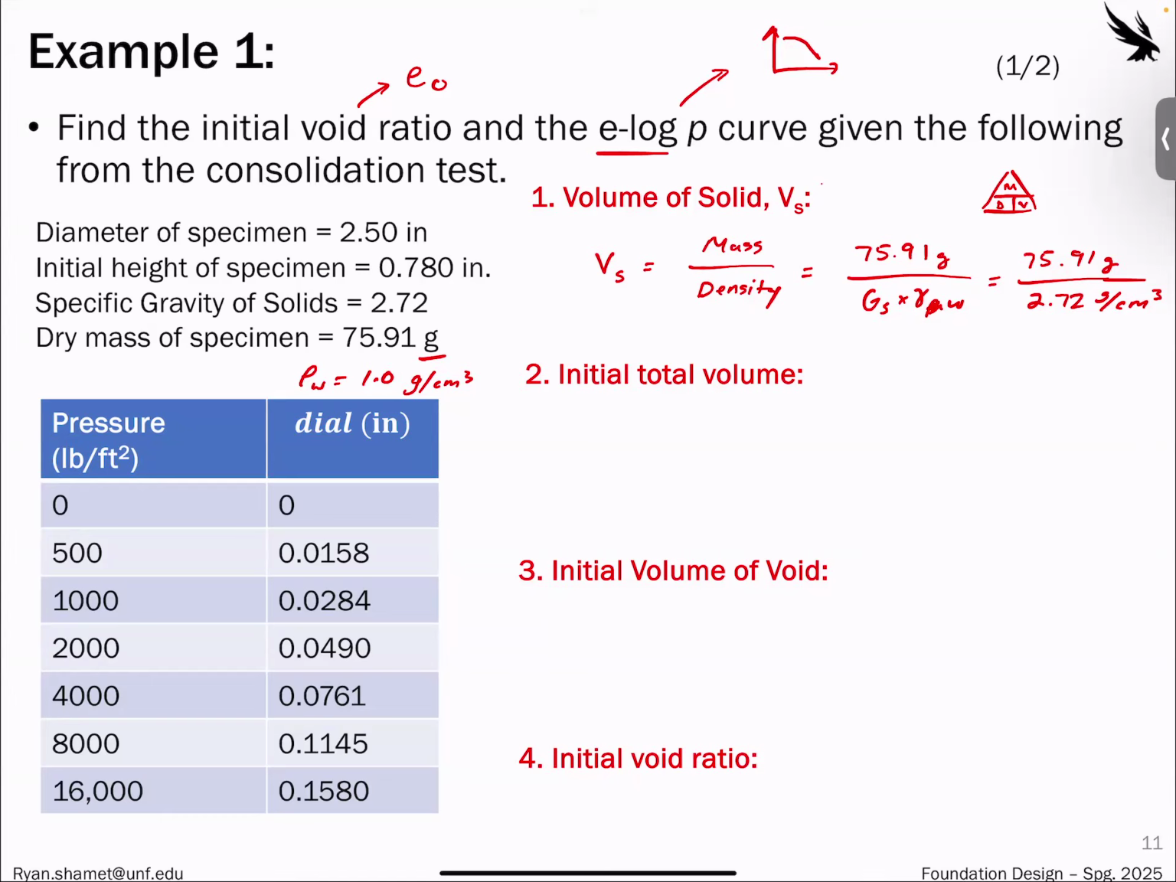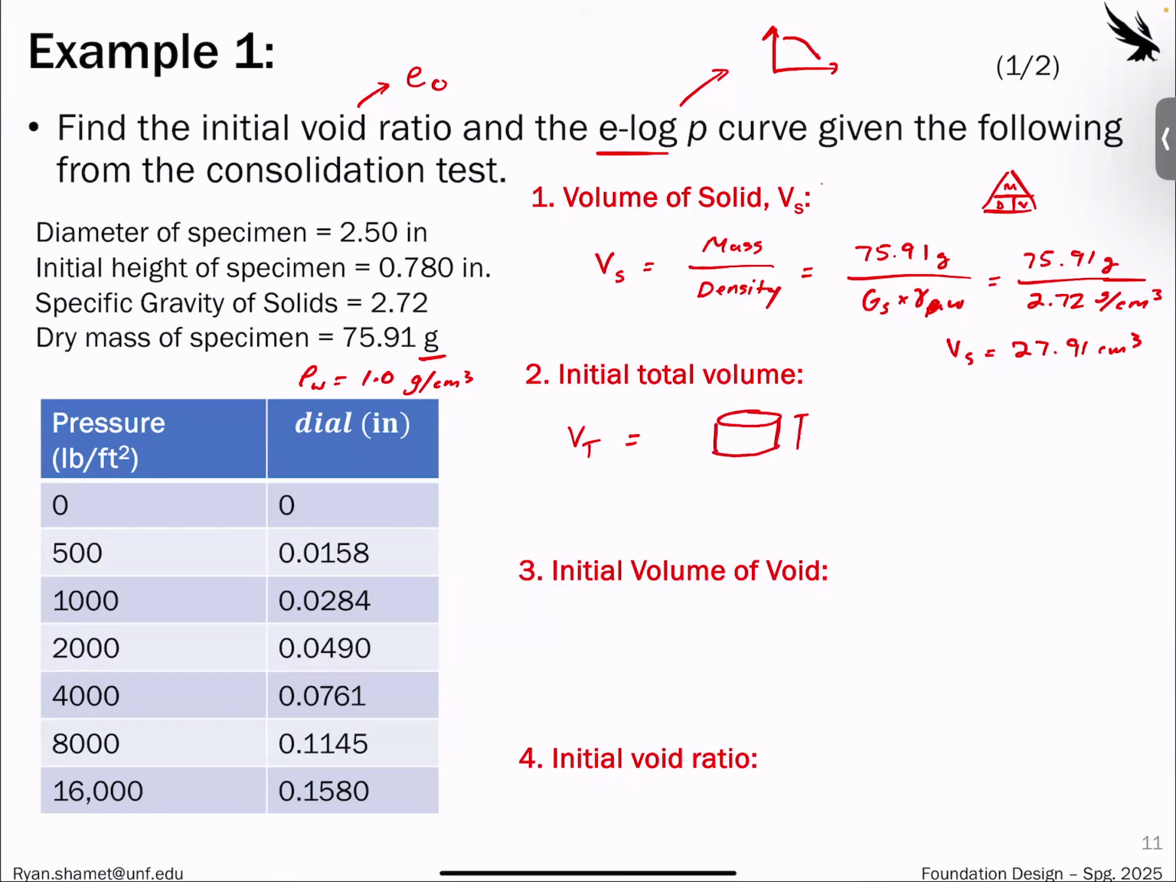So, all right, we can find the volume of solid. The volume of solid, calculating that out, is 27.91 cubic centimeters. So then we need to find the total volume. Because remember, why we're finding this is to find the volume of voids, to find that initial void ratio. So the volume of voids can either be done by the height or the volume. So let's find the total volume. It's just the volume of the hockey puck, so a cylinder.